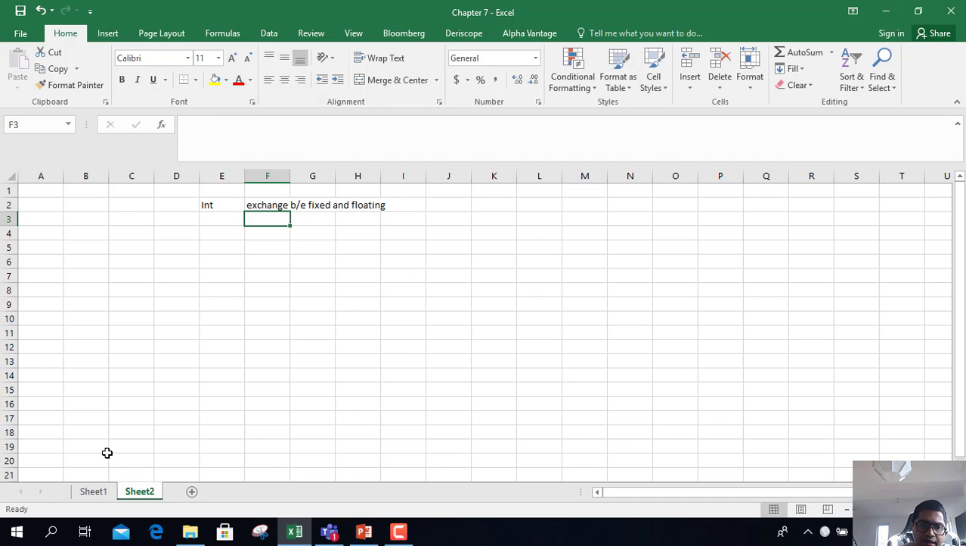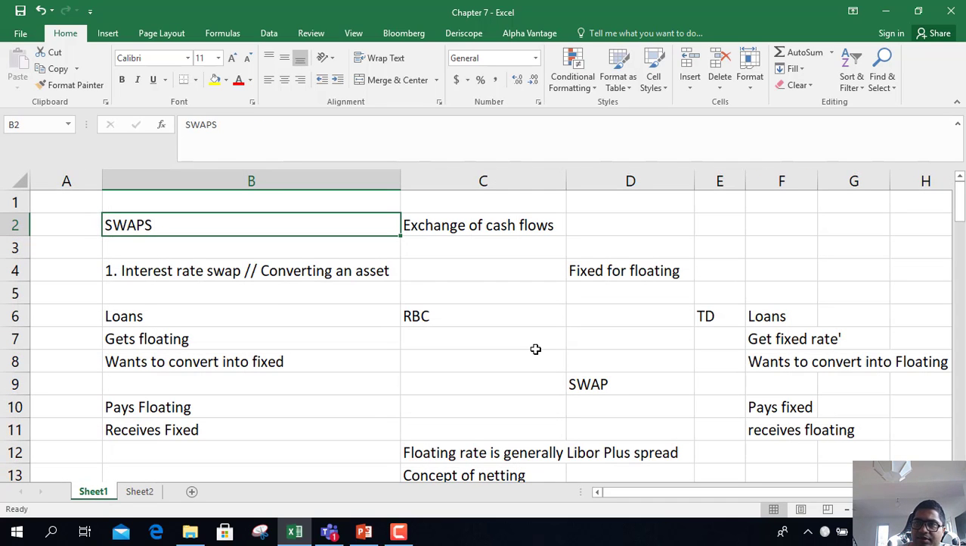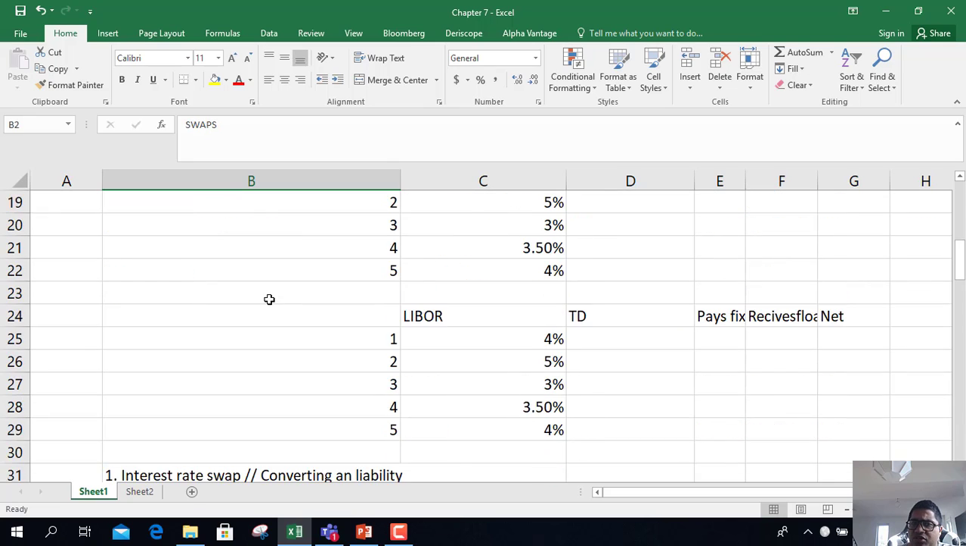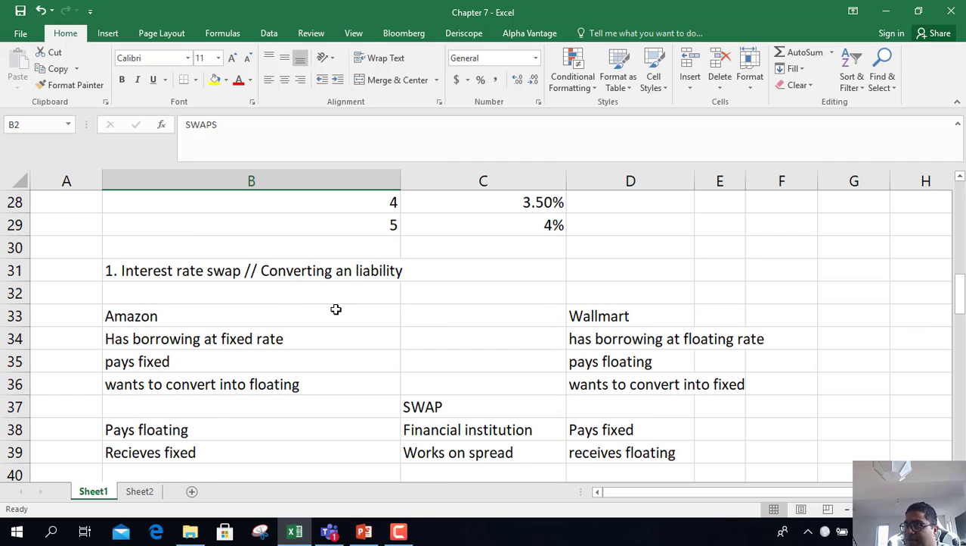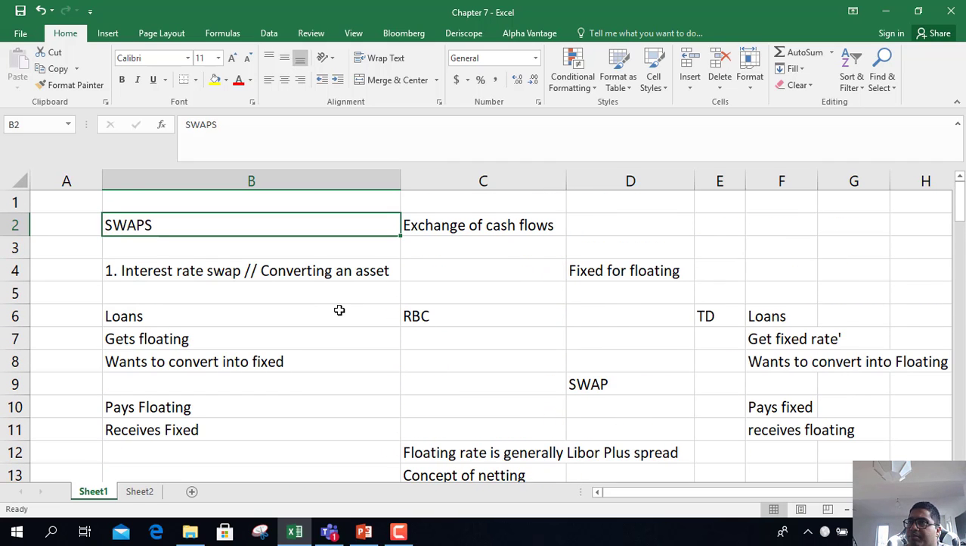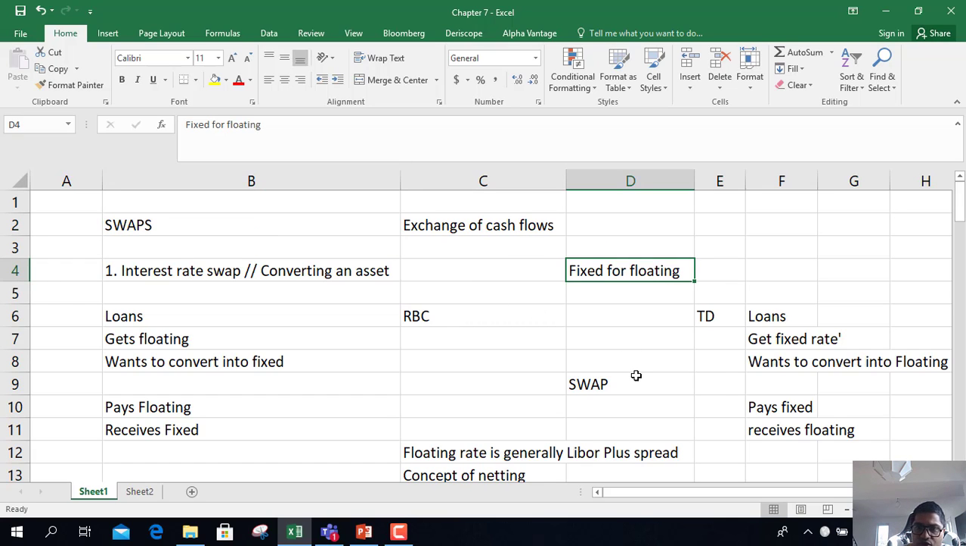Okay. So let's understand it a little bit more. There are different ways to do an interest rate swap. It can be used for converting an asset or it can be used to convert a liability. So let's see how it can be used to convert an asset. In this case, we are going to exchange fixed for floating.